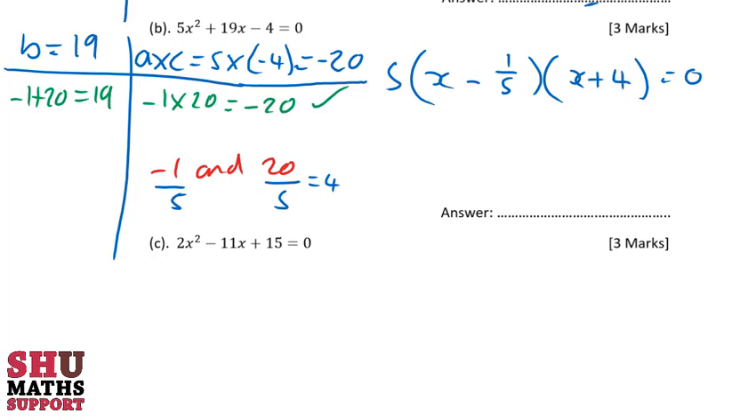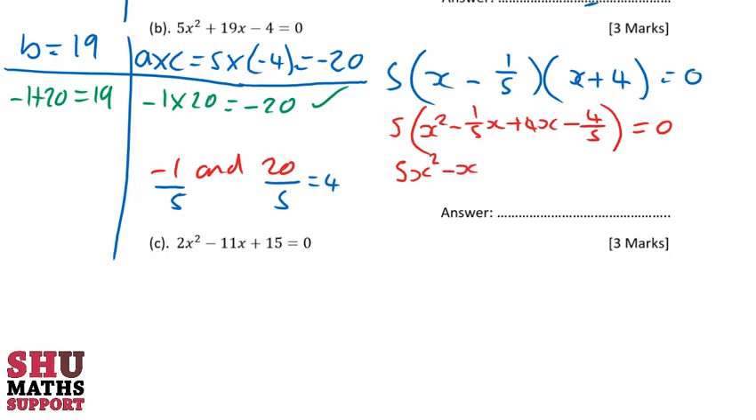And let's just expand these so we can check that our answers are correct. So we have 5 times, so we have x times x, which is x squared, then x times positive 4 is positive 4x, minus 1 over 5 times x is minus 1 over 5x, and then minus 1 over 5 times 4 is minus 4 over 5. Then we want to expand this bracket and times everything by 5, so we have 5 times x squared, which is 5x squared, 5 times minus 1 over 5x, which is just minus x, 5 times 4x, which is 20x, and 5 times minus 4 over 5, which is just minus 4.